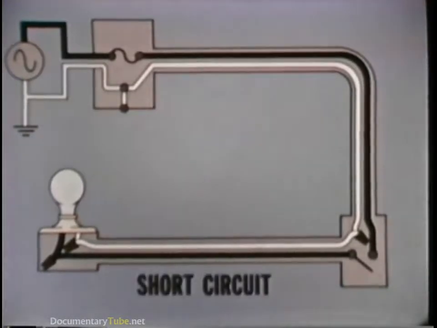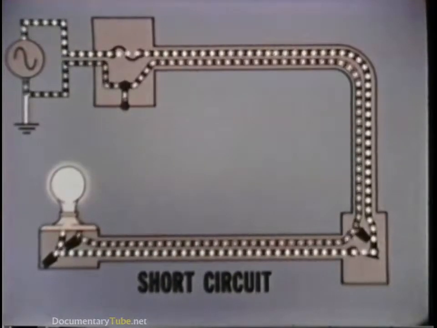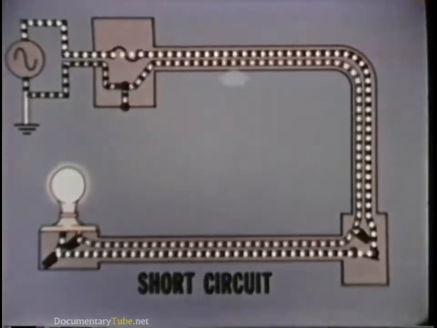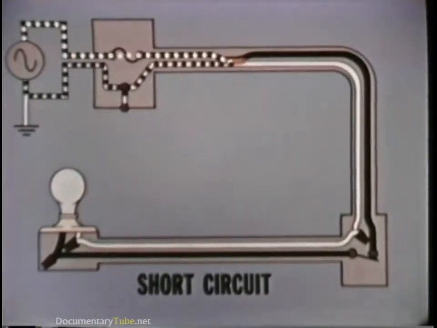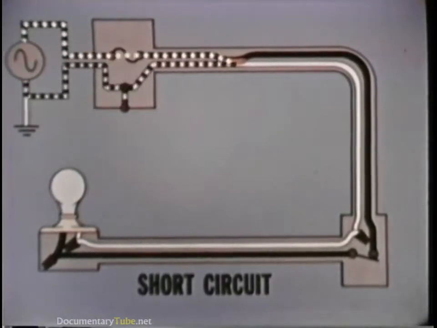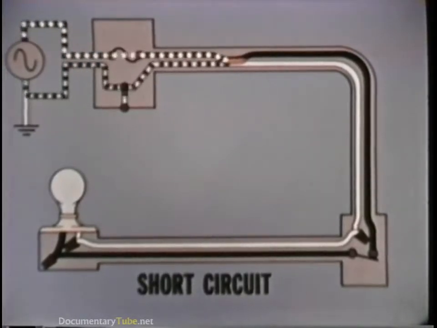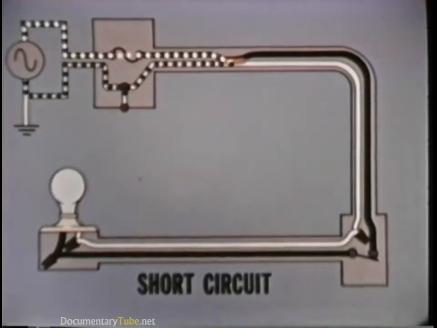First, we'll examine a short circuit. A short circuit results when two bare conductors are permitted to come into contact with each other. The current no longer flows through the entire circuit. It is shunted directly from the hot conductor to the neutral conductor. When this occurs, there is only a very small amount of resistance in the circuit.